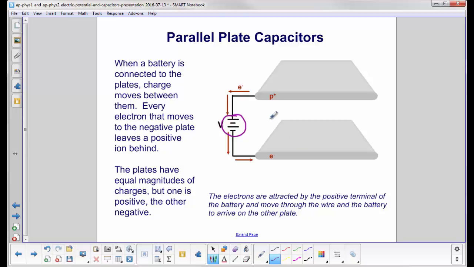The plates, as you can see from just the one electron moving, have equal magnitudes of charge, but one is positive, one is negative. Notice, nothing's going between the plates. In this air here, this space, it goes through the wire.